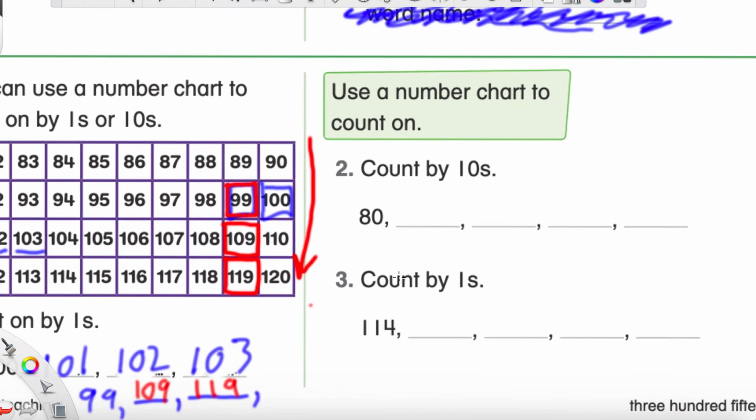So I would like for you all to try number 2 all on your own. Right here for number 2, it says count by tens, and you're starting at the number 80. Okay, start at the number 80, counting by tens.